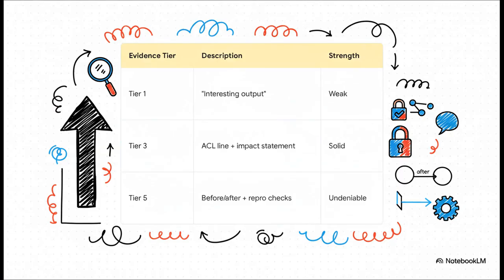Think of your evidence in tiers. At the bottom, you've got tier 1, which is just interesting output. It's weak, it's easy to misread. Your goal is to climb up to at least tier 3, a specific ACL line plus a verified statement of its impact. That's solid. But the top is tier 5, undeniable report-ready proof with before and after evidence and perfect reproduction steps. This loop literally forces you up that ladder.